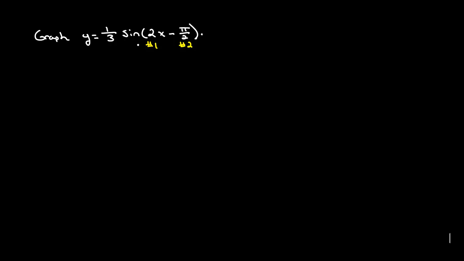The first thing I'm going to do is recognize the parent graph. Now these you need to have memorized. Our parent graph, or parent function, is the sine function. So the first thing I want to do is graph out y is equal to sine x. What does that look like? We need a good sketch of it. I'm going to graph from negative pi to 2 pi.